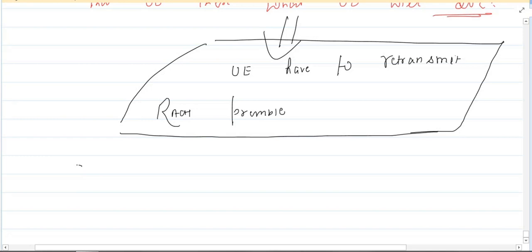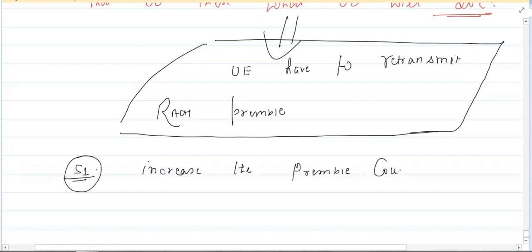So step 1, what you will do once the RACH procedure gets failed: increase the preamble counter by 1.